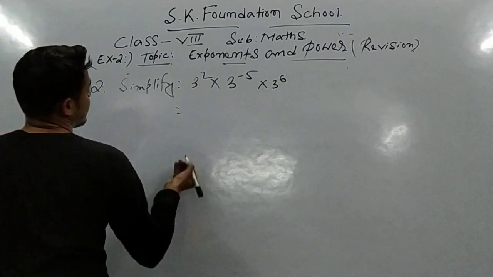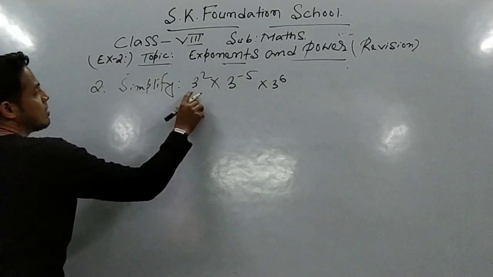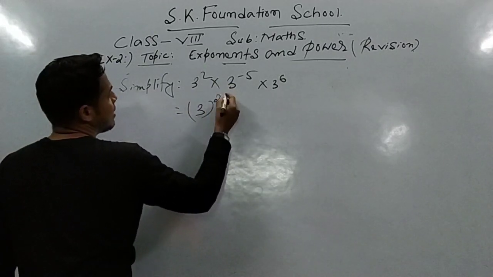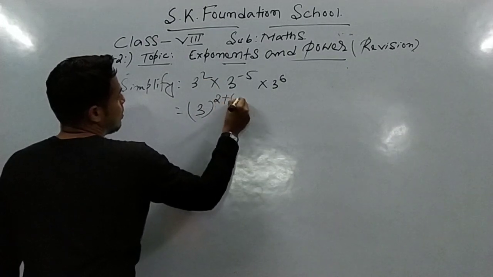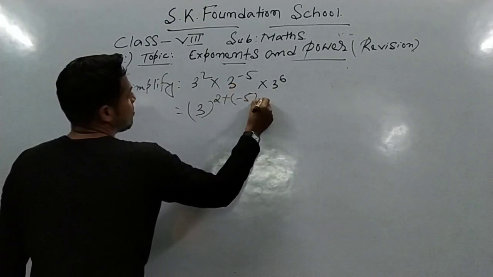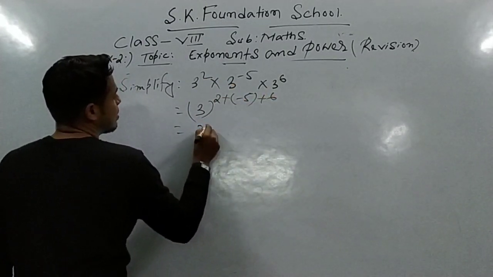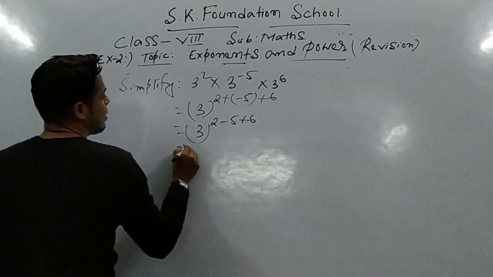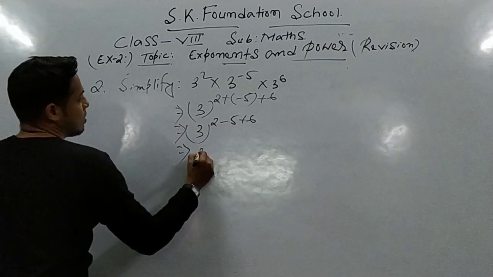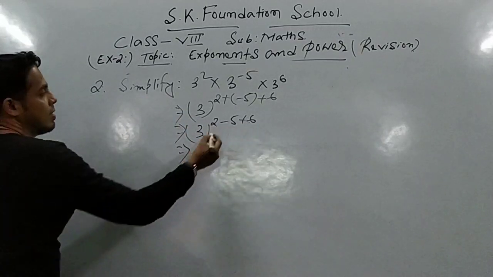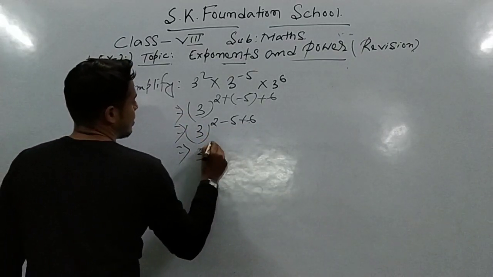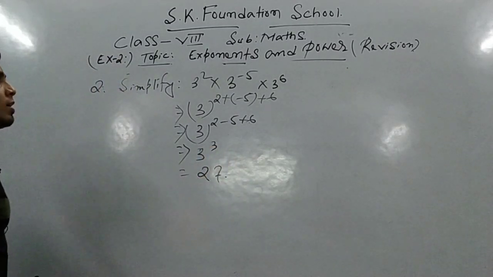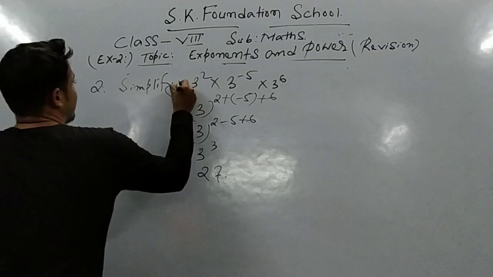So here all the terms contain the same base, that means 3, and they are in multiply form, that means powers are added. So 2 plus minus 5, then plus 6, right. So 2 plus minus minus 5, then 6, okay. So 3 to the power 2 plus 6, 8, 8 minus 5, it means 3 cube, which means 27, okay. So another type of sums.